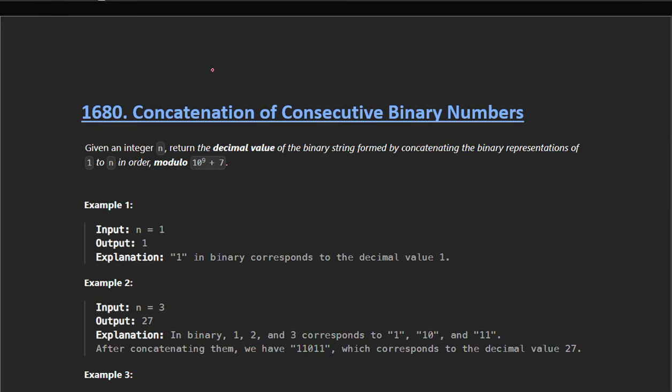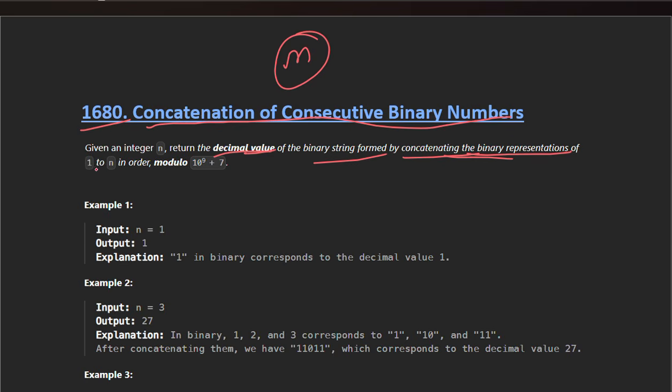Good morning to everyone. So our today's LeetCode question is 1680, that is Concatenation of Consecutive Binary Numbers. In this question we are given an integer n and we have to return the decimal value of all the binary strings formed by concatenating the binary representation of the numbers 1 to n in order, and its answer is very large, so we have to return the answer modulo 10 to the power 9 plus 7.